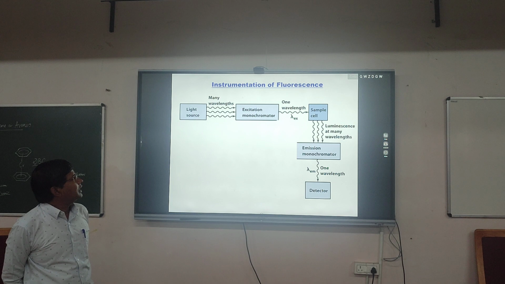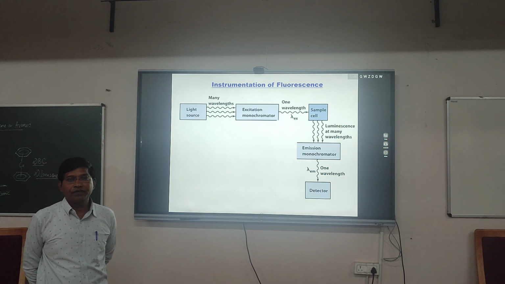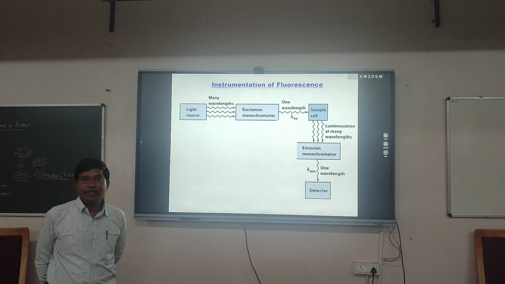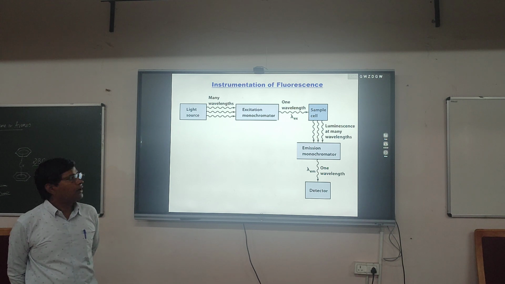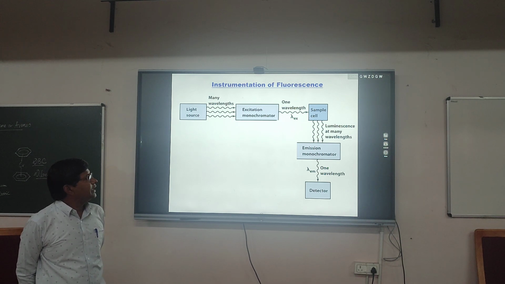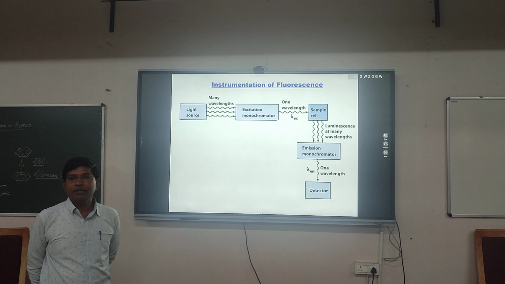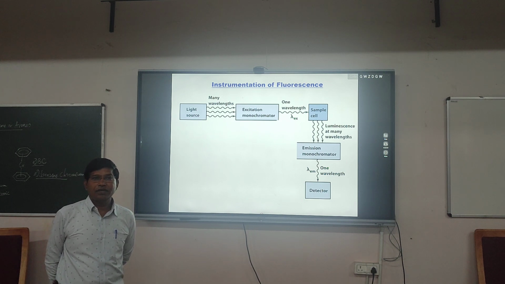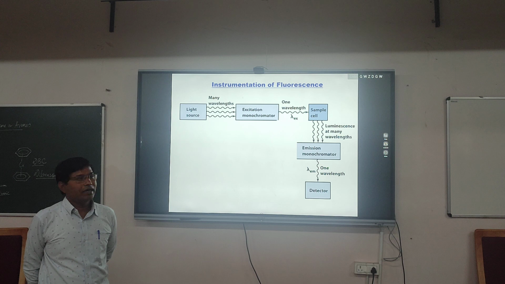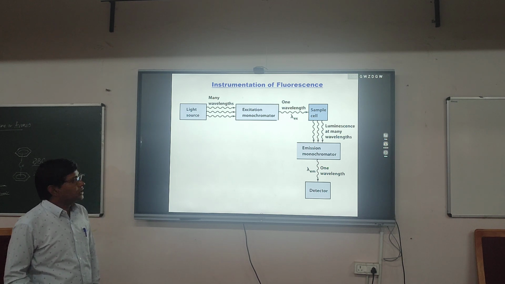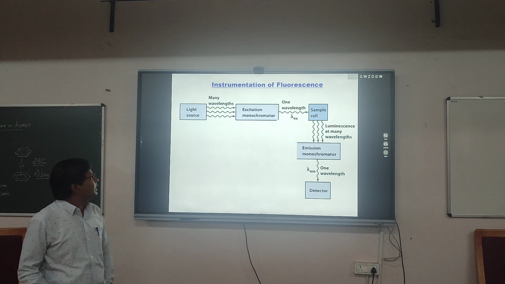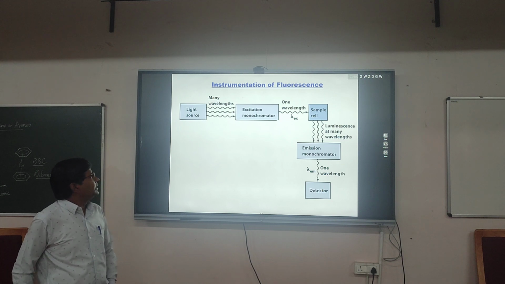So here we will understand the instrumentation of fluorescence as well as phosphorescence. Instrumentation means we will understand the different components found in the instrument, which will be used to determine the concentration of any sample present in unknown samples. So the instrumentation of fluorescence generally has a light source and a monochromator, then a sample and a detector.